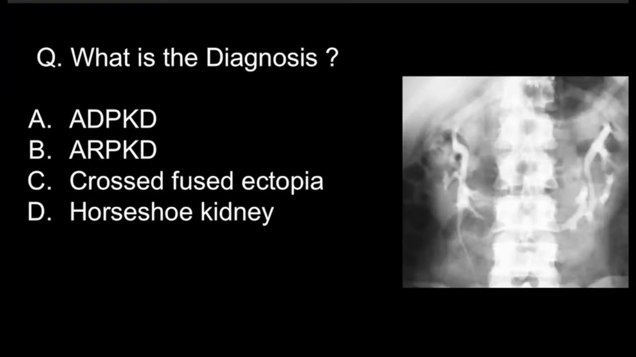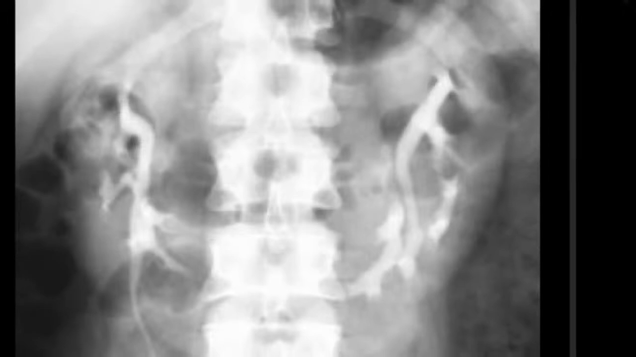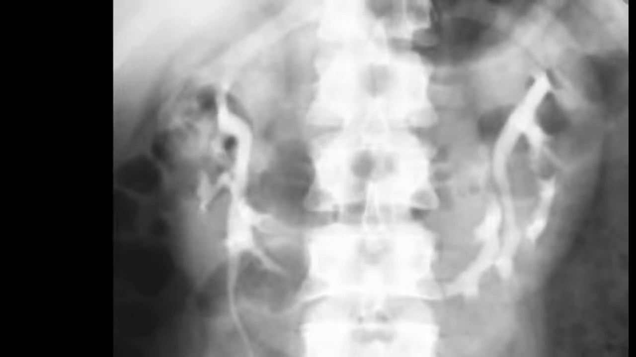Moving on, guys. Now this is an image based question. What I'm trying to ask you is, guys, what is the diagnosis? Is this patient suffering from ADPKD, ARPKD, crossed fused ectopia, or a horseshoe kidney? What do you think, guys? What is the answer to this particular question? I'll just zoom into the image, guys. What is the diagnosis of this particular patient?